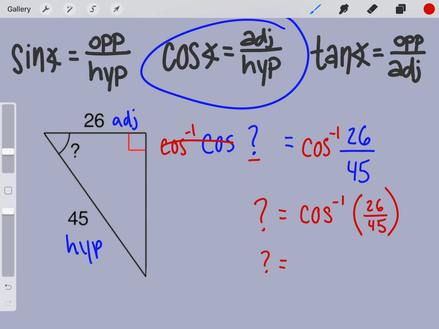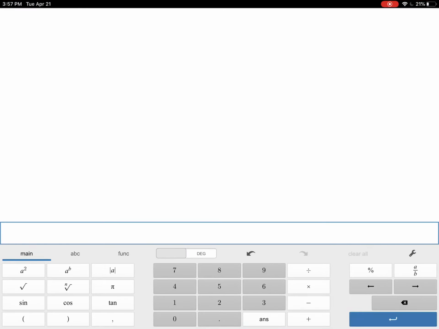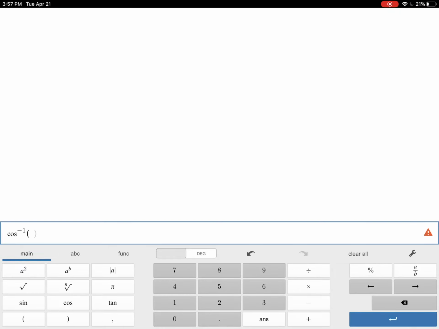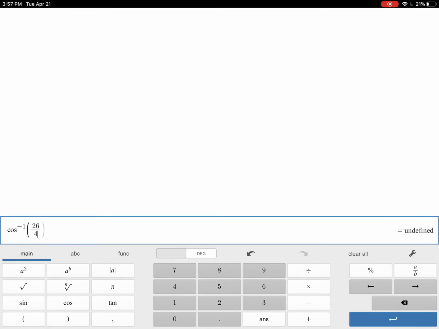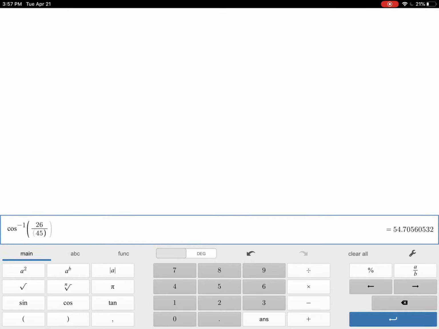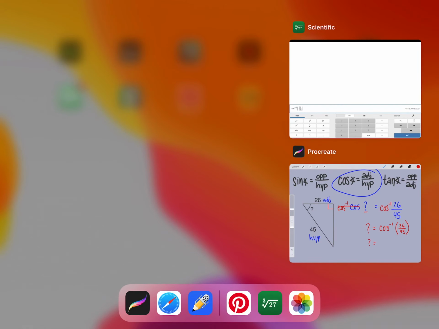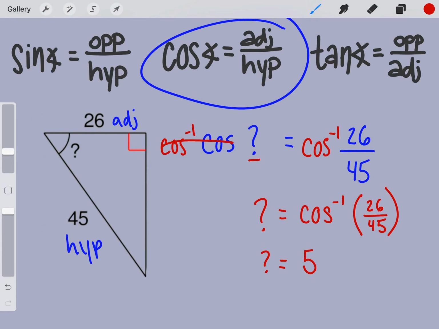All right, so we're doing the inverse cosine of 26/45. We go to our function tab to find the inverse of cosine, go back to our main tab to do 26 over 45. And that's 54.70 and so on, which rounded to the nearest tenth is 54.7 degrees.